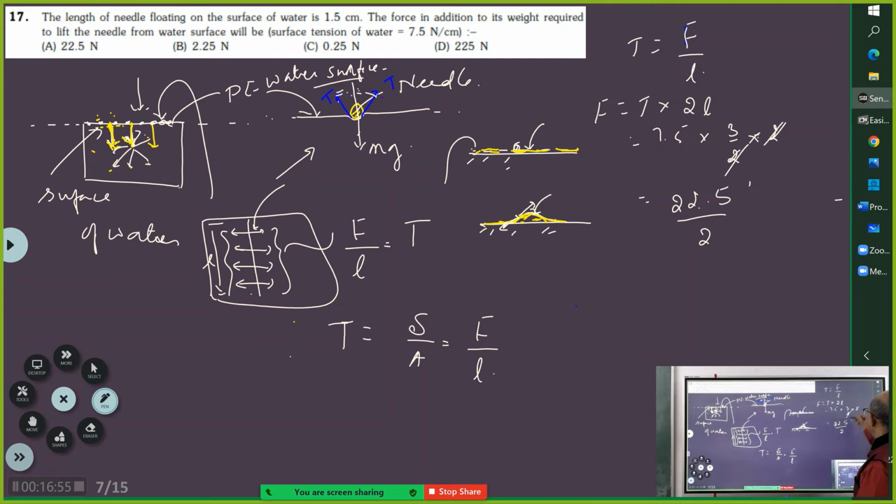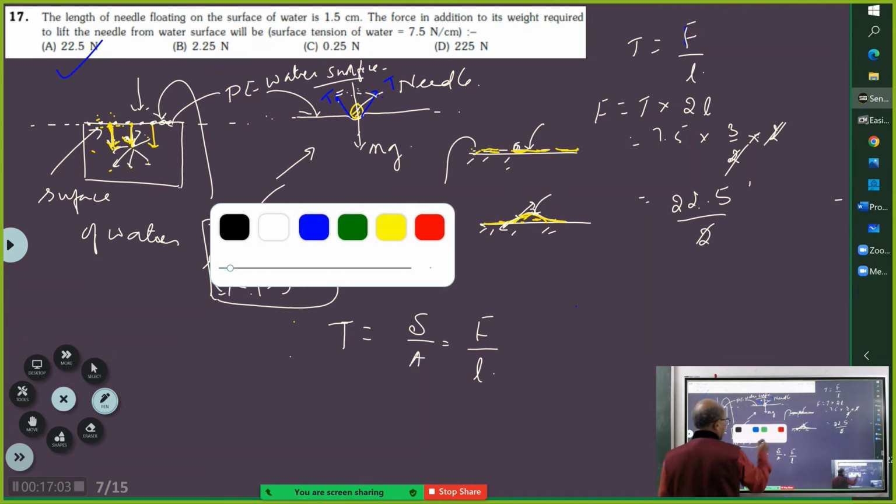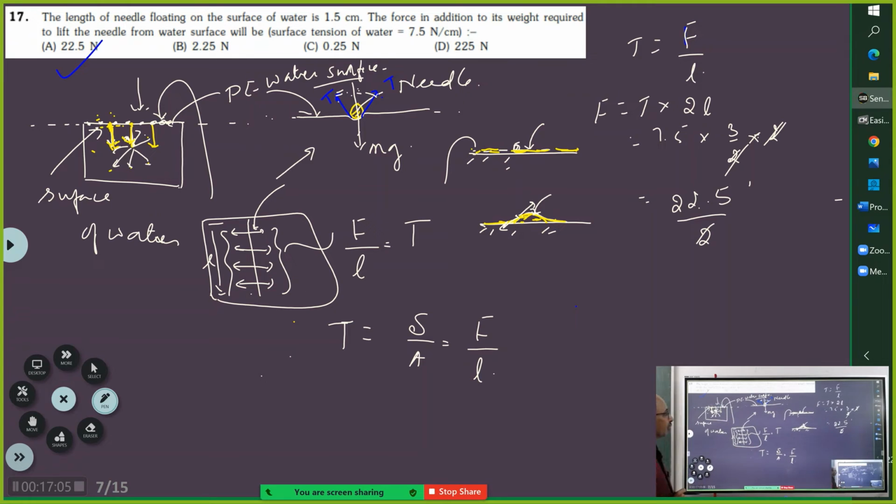Into 2 is there, this 2 will cancel, so you will get 22.5. Here is the check. Okay, clear students? Yes please.